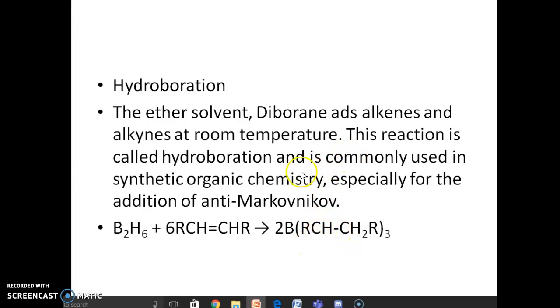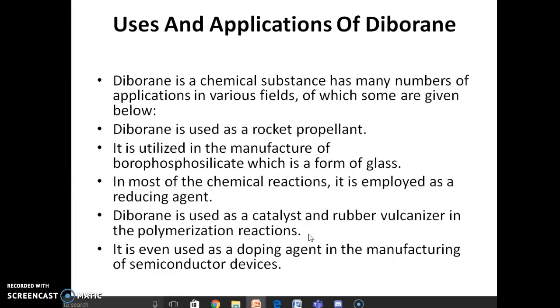So at the triple bond or double bond side, this B2H6 is added, and this is the addition product which is obtained, and we call this a hydroboration reaction.